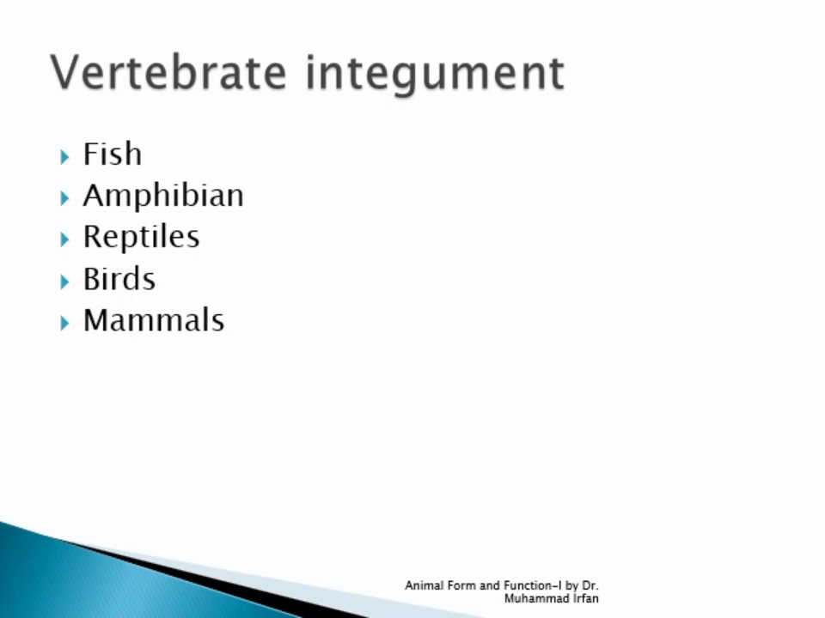The vertebrates include five classes. We know them as fish, amphibians, reptiles, birds, and mammals. We have to see their integument. Their integument composition is similar to that of invertebrate multicellular organisms, but they have some different structures or derivative structures associated with their integument.